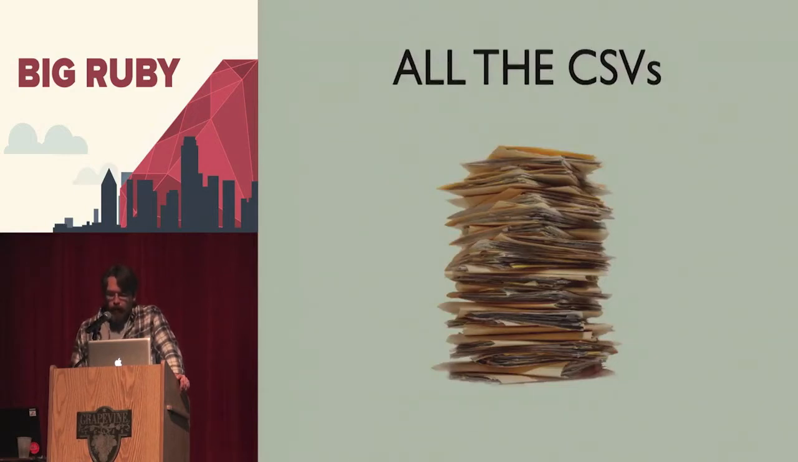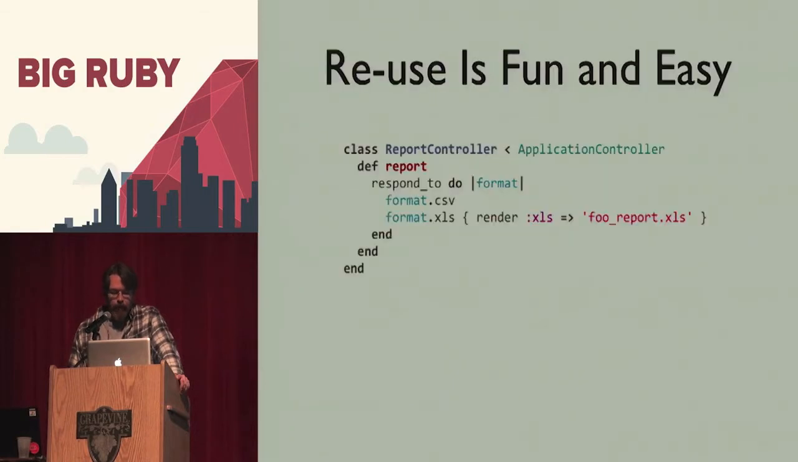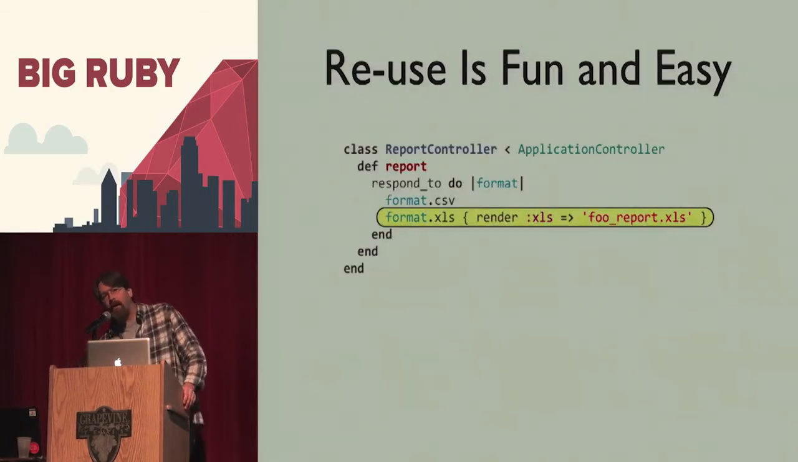So after a little bit of work, we came up with some secret sauce and put it in a gem called Excelinator, and we're using this in production now. And if you've got controller code like this, you can throw a one-liner in, and now you've got a real spreadsheet from your CSV view.